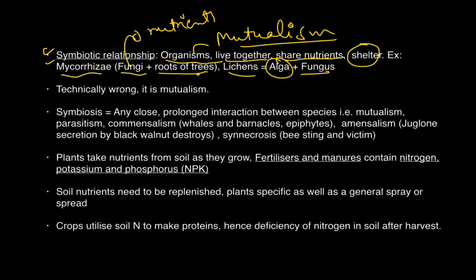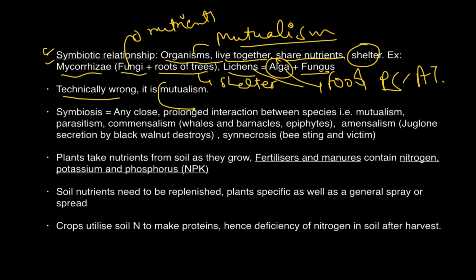Here they are provided with shelter plus food. In lichens, algae provide them with food, because algae can do photosynthesis, because algae is autotroph. Technically it is wrong. Again I have told you, it is mutualism, because symbiosis means it is a 130-year-old debate, which is finally settled now, that any close or prolonged interaction between species is a symbiosis. Is that understood? It can be mutualism, it can be parasitism.